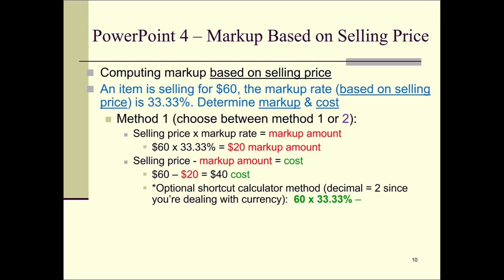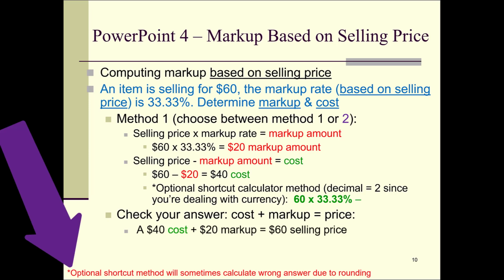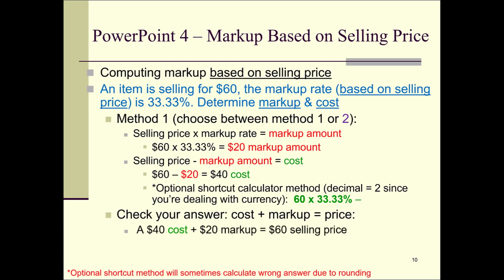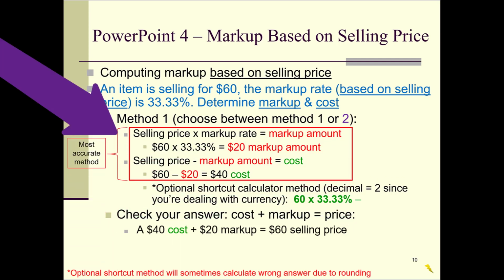Always double check your answer. To double check your answer, you take the cost plus the markup equals the price. So a $40 cost plus a $20 markup gives us a $60 selling price. Now this optional shortcut method will sometimes calculate the wrong answer due to rounding. So on the test, where you want to be 100% accurate, I highly recommend you use this first option.